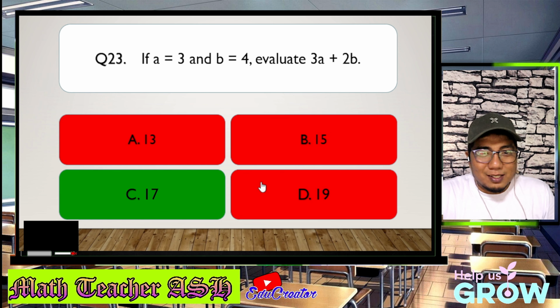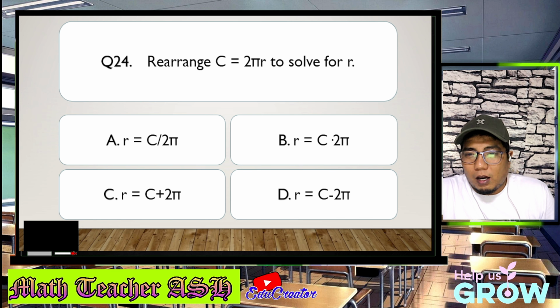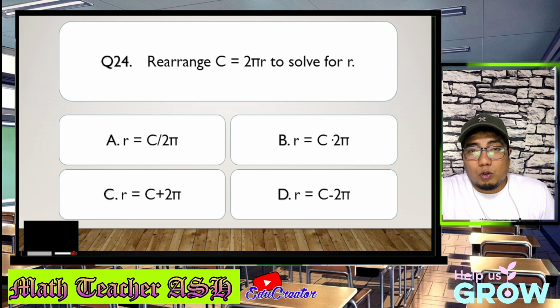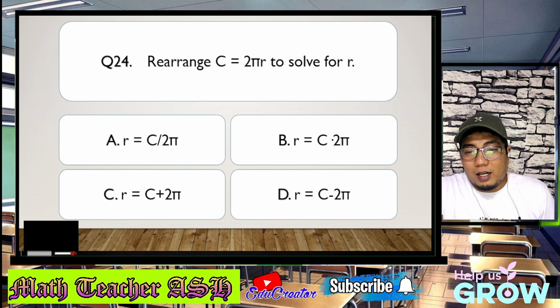All right, now let's go to question number 24. Rearrange C is equal to 2 pi r to solve for r. Is it A, r is equal to C over 2 pi, B, r is equal to C times 2 pi, C, r is equal to C plus 2 pi, or D, r is equal to C minus 2 pi? I'll give you 5 seconds to think about your answer.